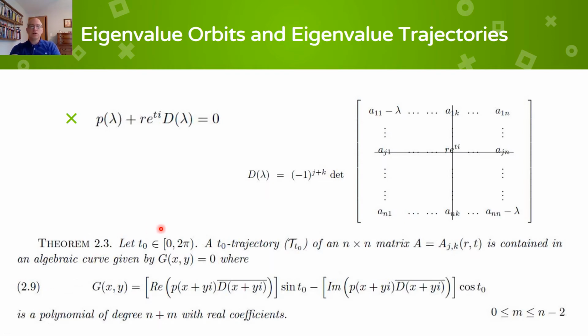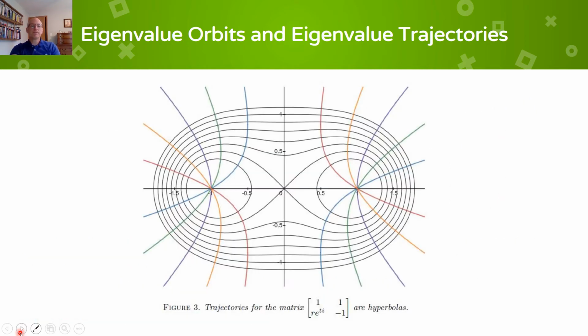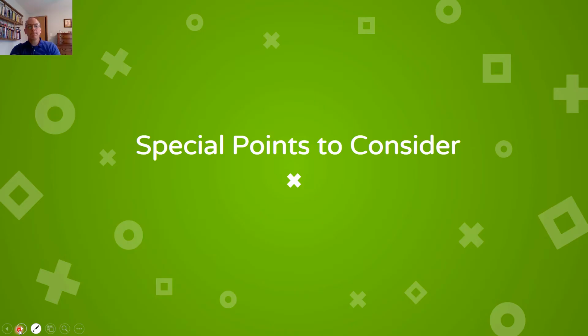So the next theorem is the equation for a trajectory. It turns out it's also a polynomial. It's degree n plus m, where again m is at most n minus 2. In the case of the 2 by 2 matrices, I've now graphed the trajectories. Since 2 times 2 is 4, minus 2 is 2, these degree 2 curves, which are the trajectories, are hyperbolas. And the hyperbolas go right through these 0 eigenvalues. And these eigenvalue orbits, the ovals of Cassini, were degree 4.